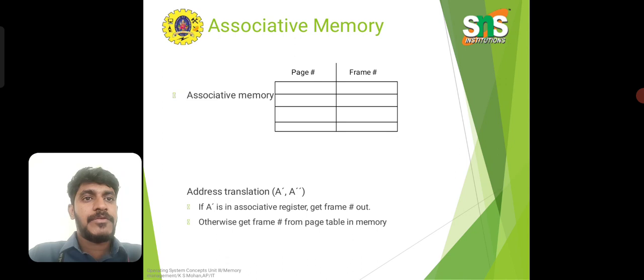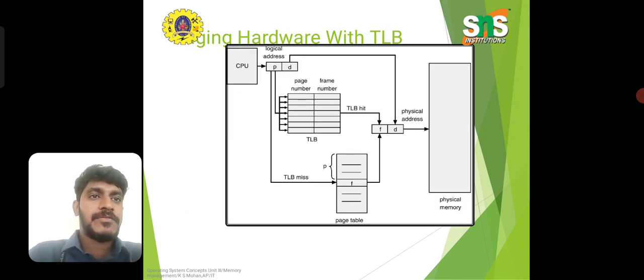In the associative memory we have the page and the frame. For address translation, if the page number is in an associative register, get the frame number out. Otherwise, get the frame from the page table in memory. Then we have paging hardware with the TLB.